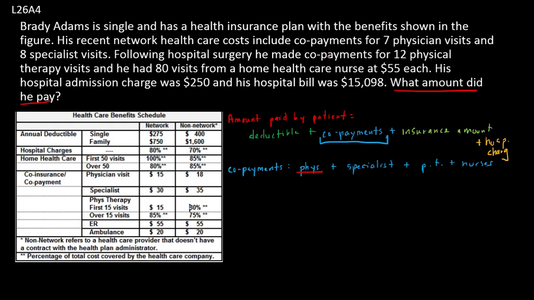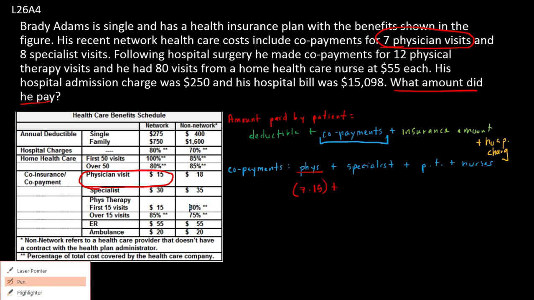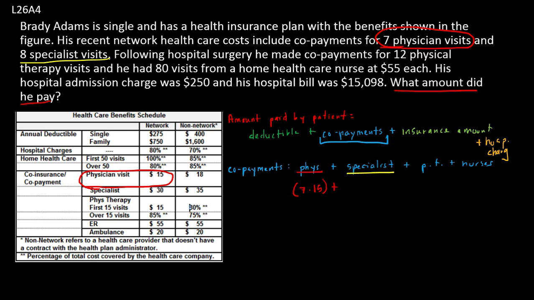So we're told that Brady had 7 physician visits. And if I look at my table, I see that physician visits cost $15 a piece. So there were 7 at $15 a piece. So I multiply 7 by 15 to find out the total cost. Next, I'll look at those specialist visits. I see that there were 8 specialist visits. And if I look on my table, I see that specialist visits cost $30 a piece. So 8 at $30 a piece.